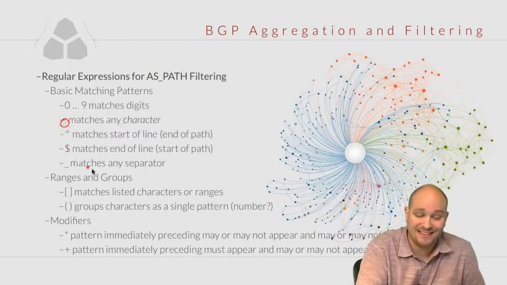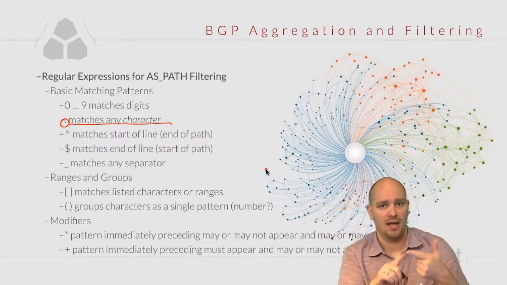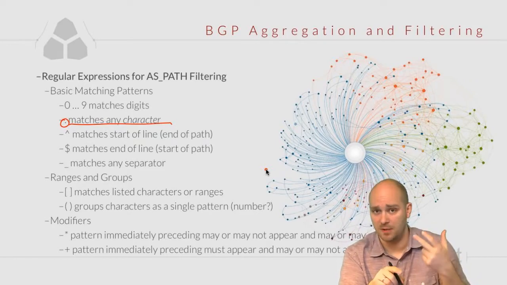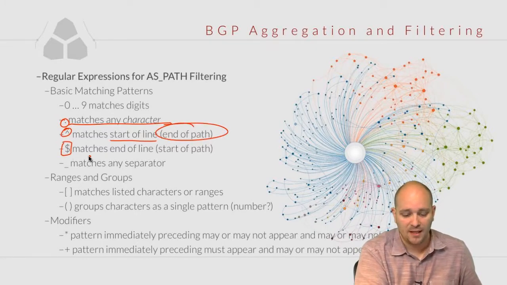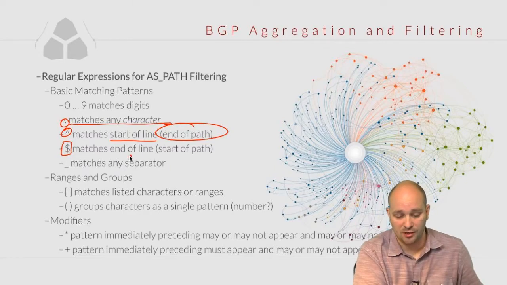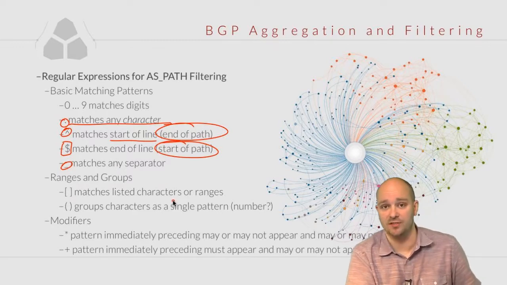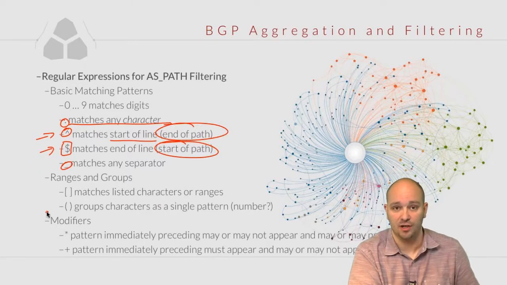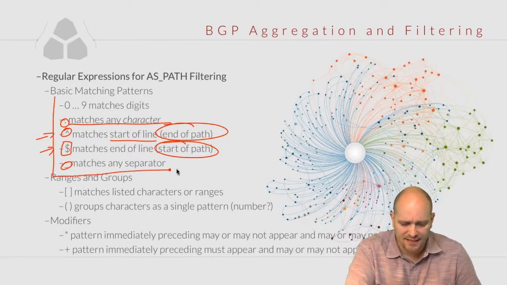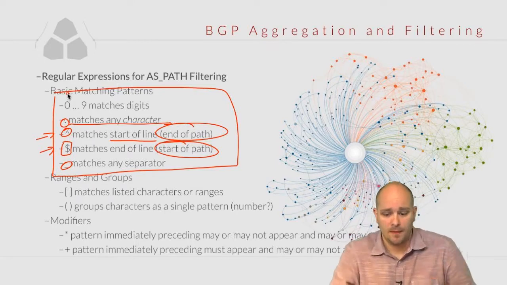Now, if we use the dot, a single dot, this can match any character. It will match any digit, it will match any separator, it will match any of the special characters that we might encounter. We already mentioned that the caret and the dollar sign match the start of the line, remember, end of the path, and also the end dollar will match end of line, which is the start of the path. And underscore will match any of the separators, white spaces, or the beginning of the line or the end of the line. So these are the basic matching patterns that can be used when we are matching for particular AS numbers.